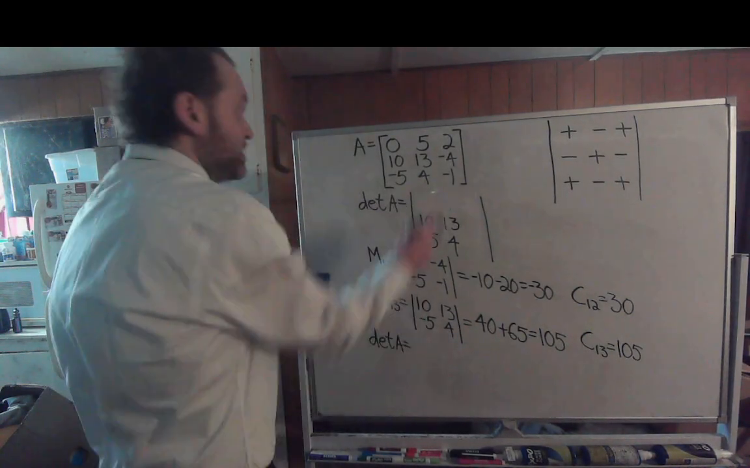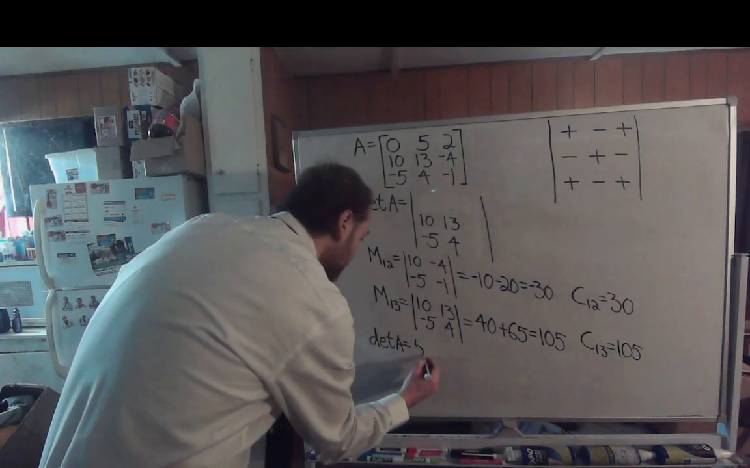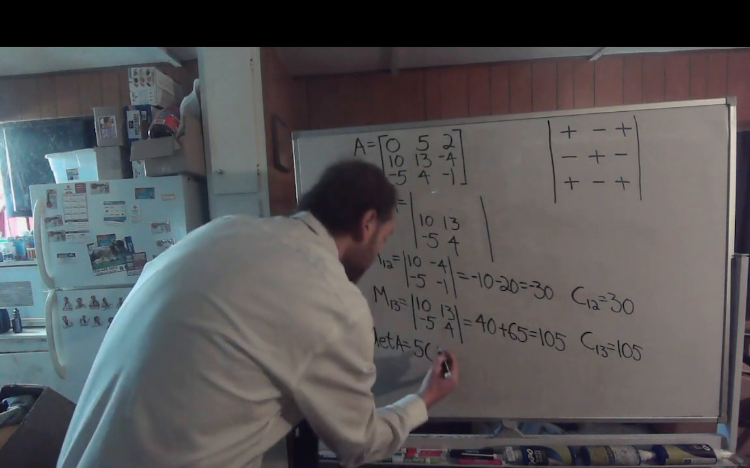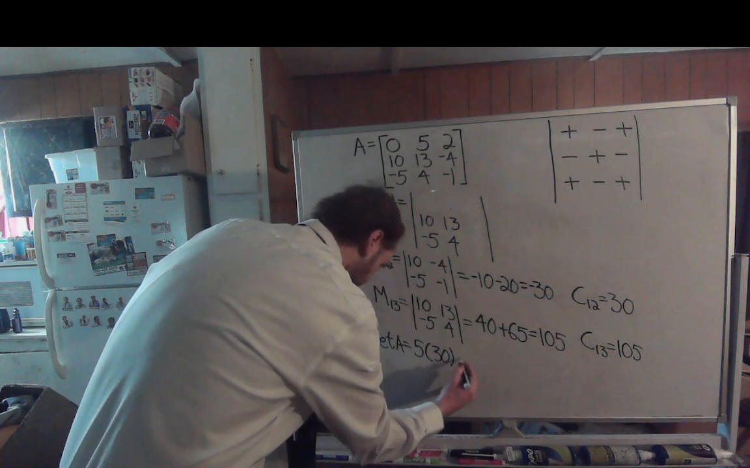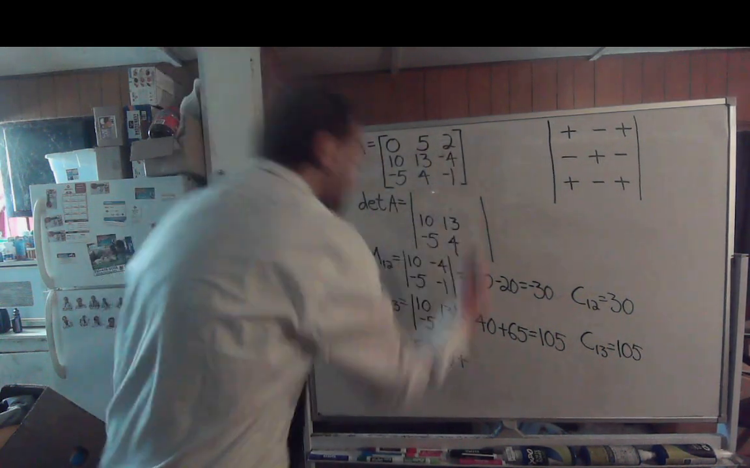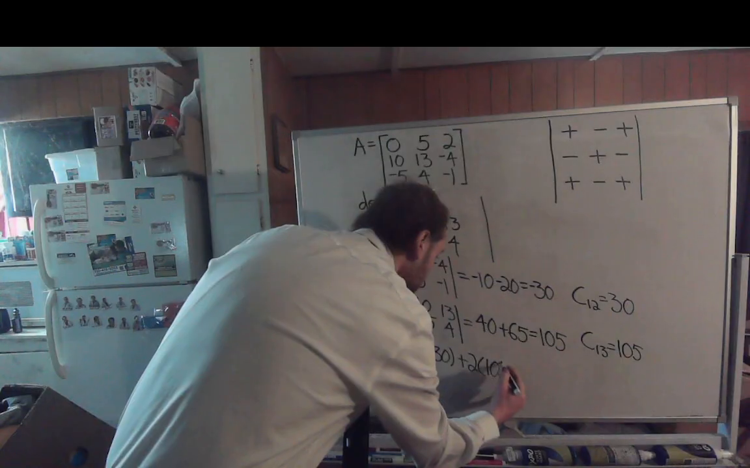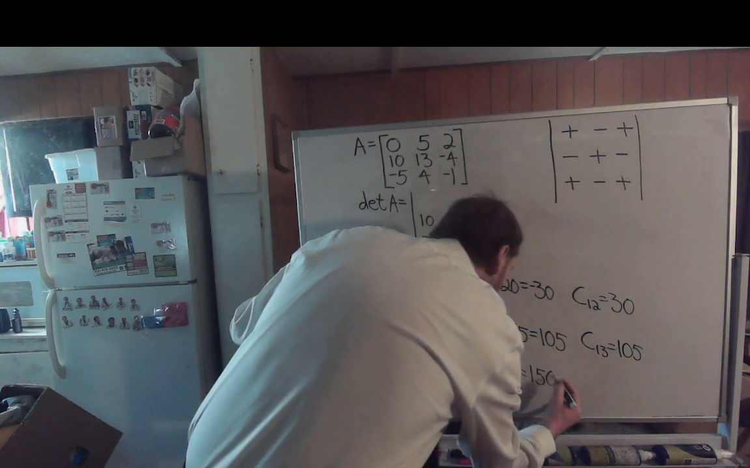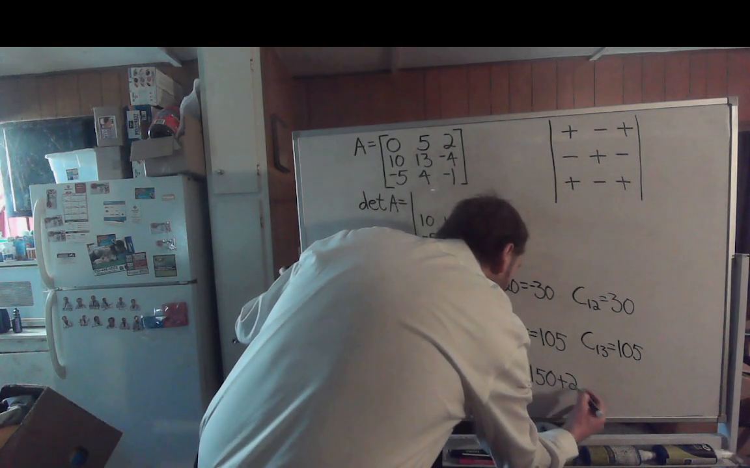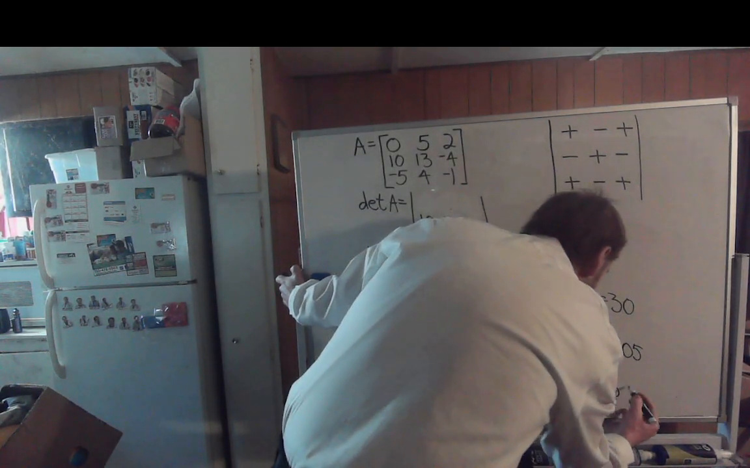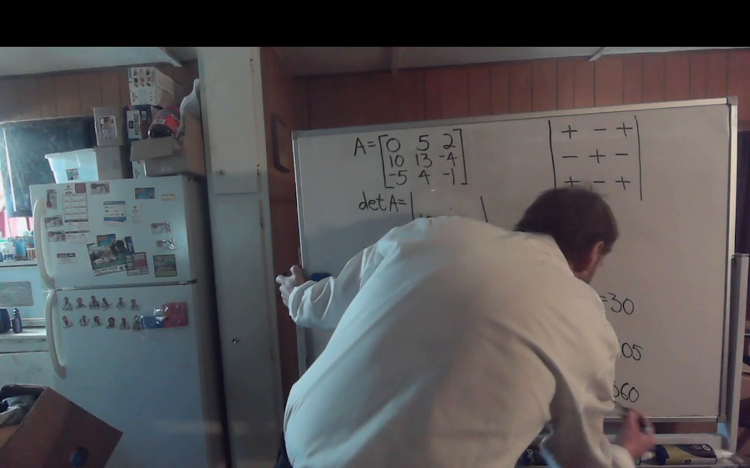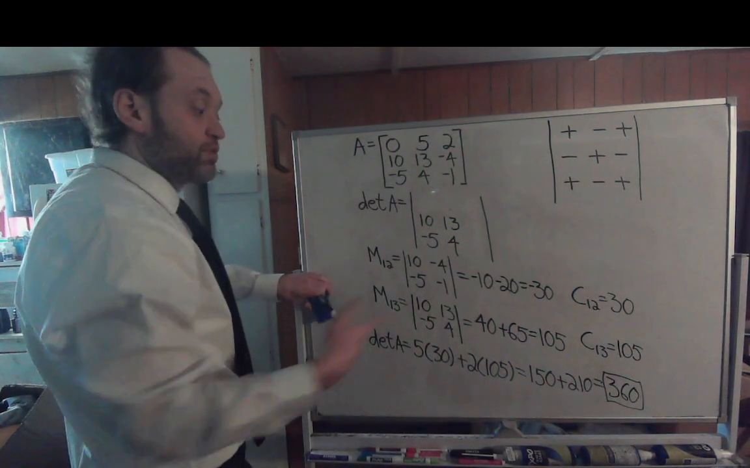take the coefficients in row 1, so that would be 5 times my cofactor 1, 2, which is 30, plus that 2 times cofactor 1, 3, which is 105, which would end up giving me 150 plus 210, which would end up giving me the value of the determinant to be 360. So the determinant in this case would be 360.